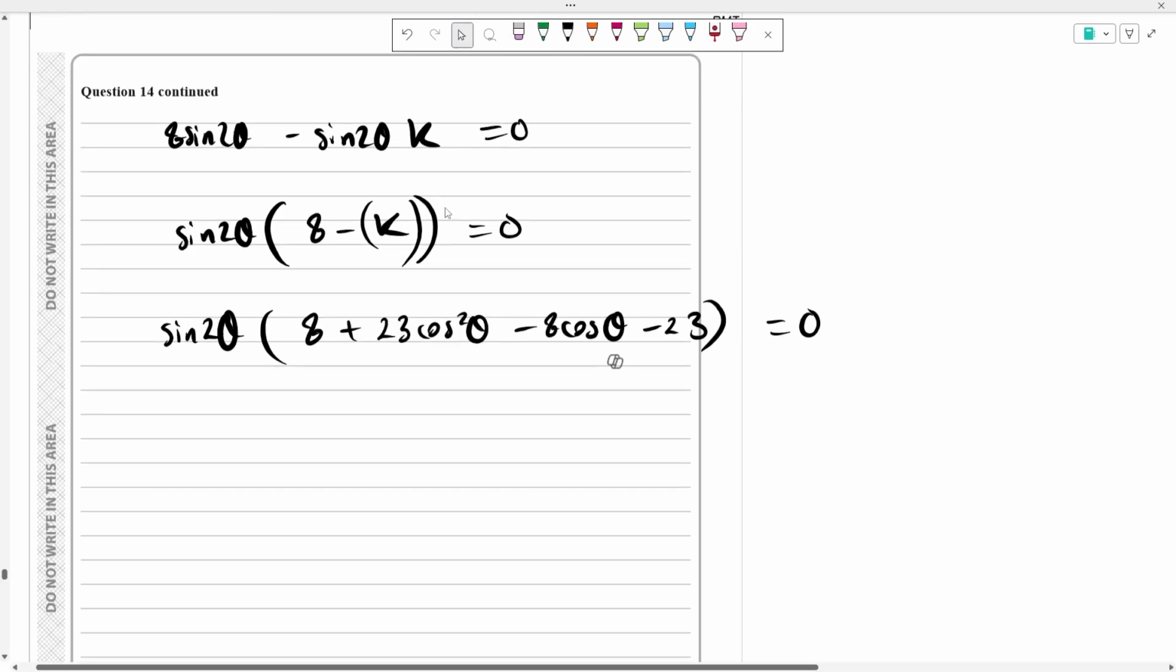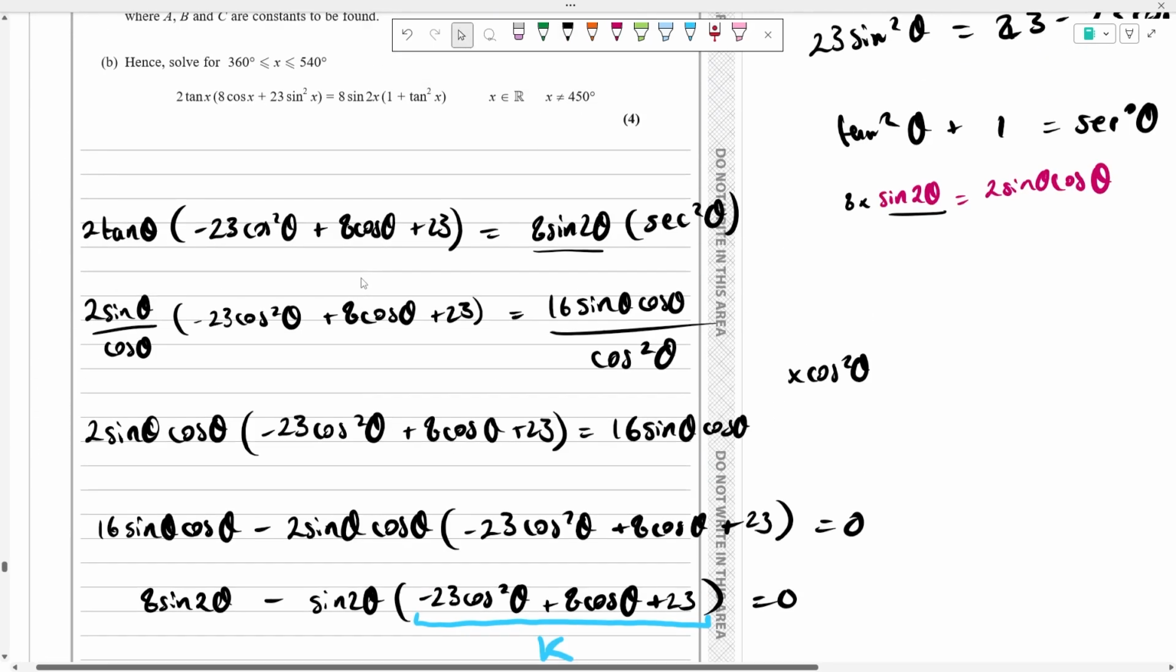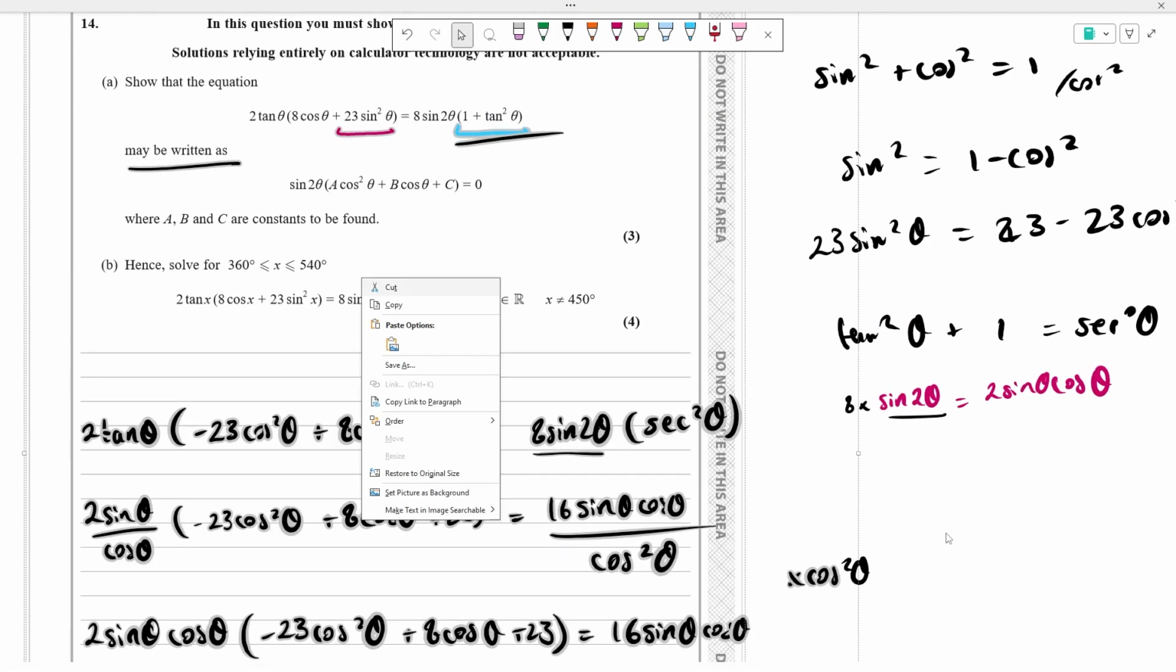Minus 23, and then minus 23 plus 8 should then give you sine 2 theta, 23 cos squared theta minus 8 cos theta minus 15 is then equal to 0. Perfect. And that's part A complete.